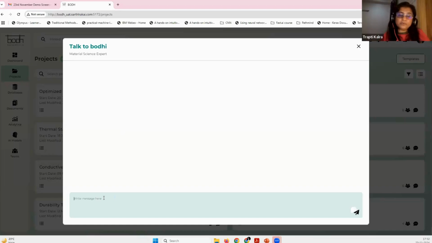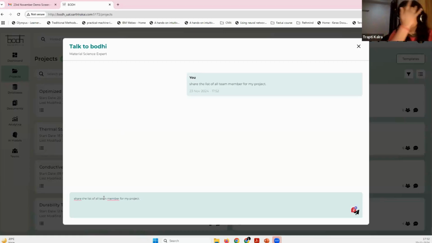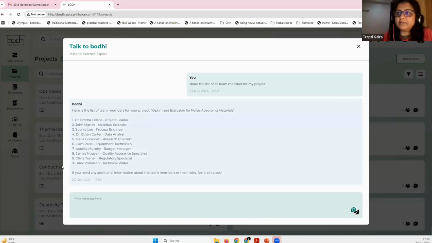So for example, if you had to ask the agent to share the list of all team members for my project, because it has the project context, it will be able to ideally suggest all the team members who are aligned to this project. So there it goes. It's given us all the correct names.